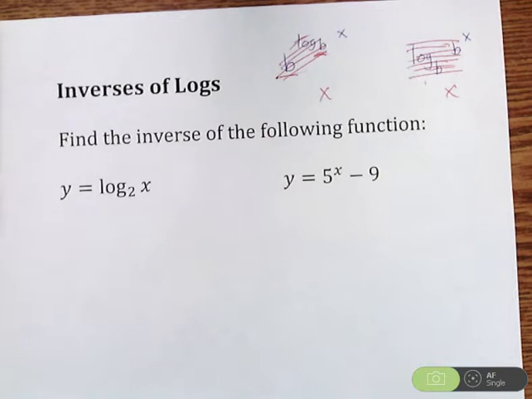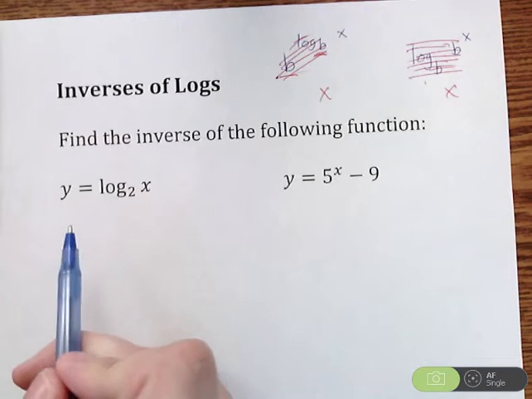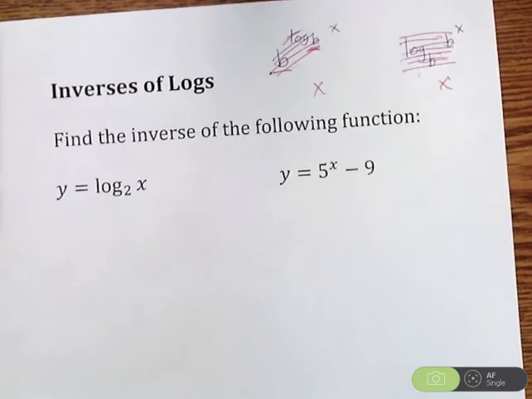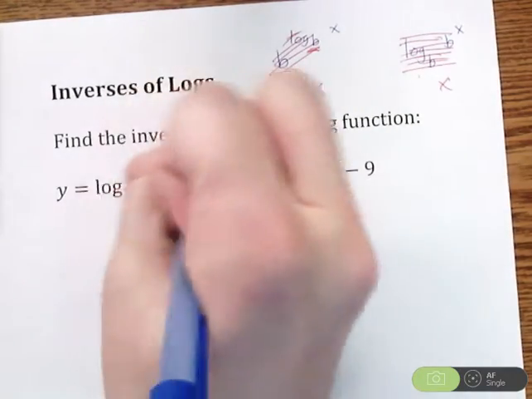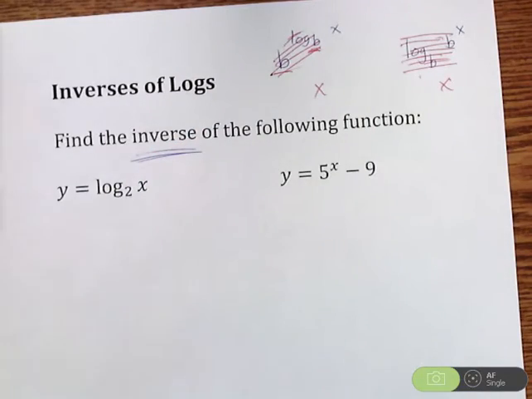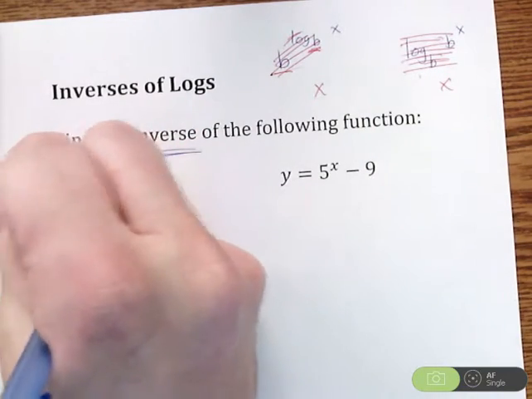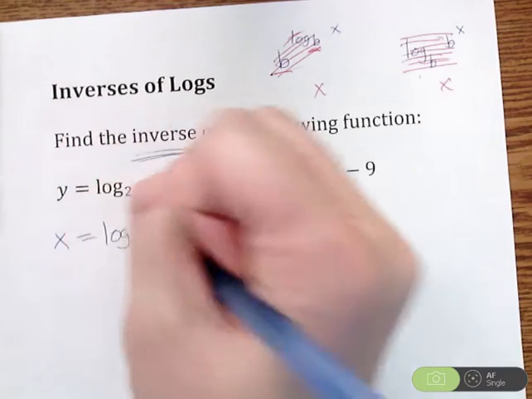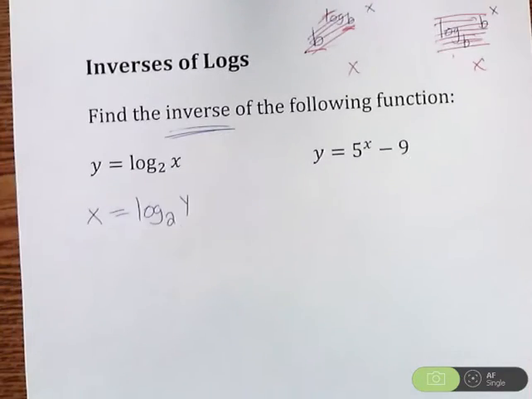So, if I want to find the inverse of the following functions, this left one, we have y equals log base 2 of x. The first and probably most important step of finding inverses of functions is we're going to switch x and y. So instead we're going to have x equals log base 2 of y. Now that we switched x and y, we would like to get y all by itself. So we want to get y all alone.